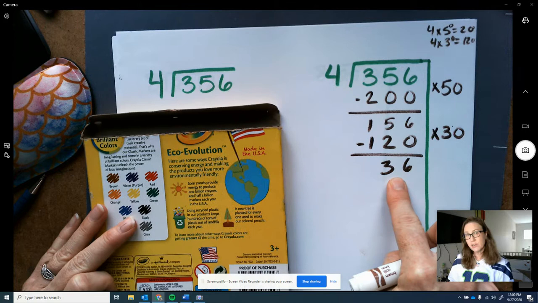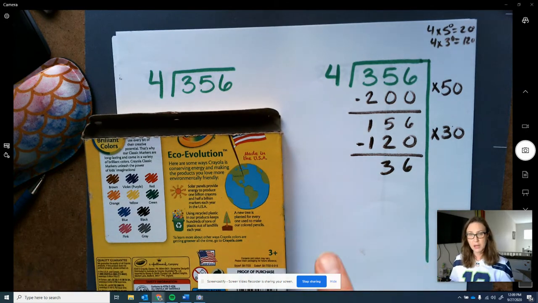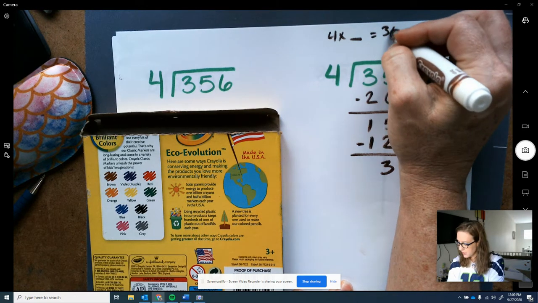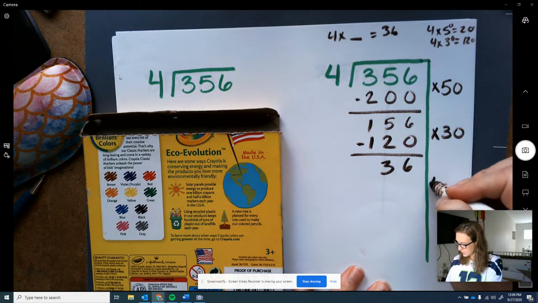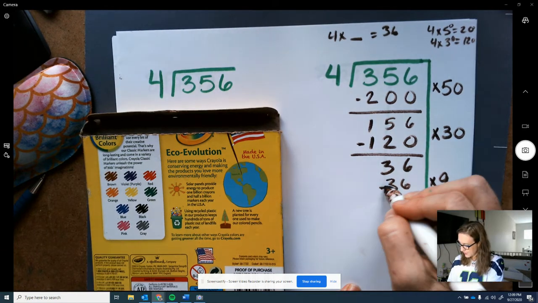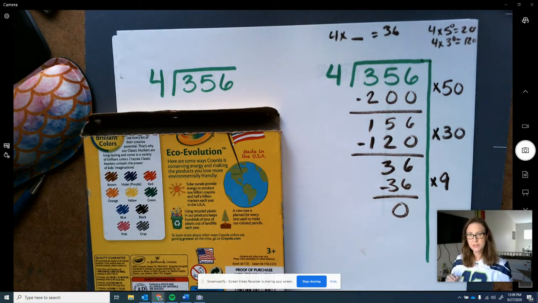Well, 4 goes into 36. There's an actual math problem. 4 times what equals 36? Yeah, 4 times 9. So everybody's going to get 9 more. And that's exactly 36, and I have no pieces of bubble gum left.